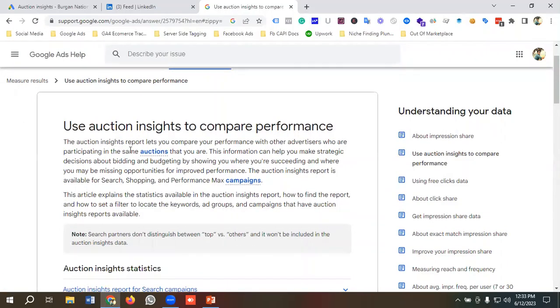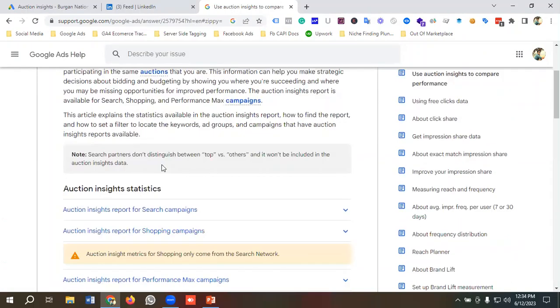The Auction Insights report lets you compare your performance with other advertisers who are participating in the same auctions that you are. The information can help you make strategic decisions about bidding and budgeting by showing you where you are succeeding and where you may be missing opportunities for improved performance. The Auction Insight report is available for search, shopping, and performance max campaigns.